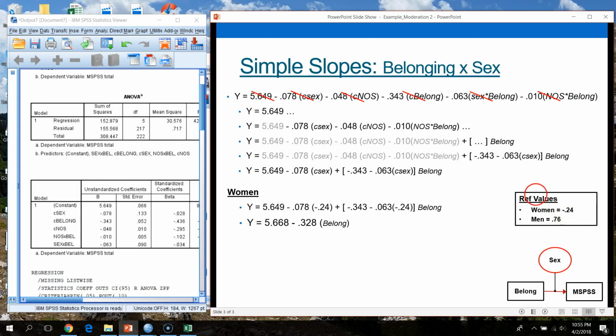What we're going to do is plug these values from the centered model back in. We're not worried about standard deviation of men and women, because that doesn't make sense. But we know that women in the centered variable have a value of negative 0.24, so we plug that in to look at the conditional effect of belongingness on perceived support for women and get our simple slope for women. Same thing for men: we plug in 0.76, as those correspond to men, work this out, and we get our simple slope for men here. So again, simple slope for women, simple slope for men.